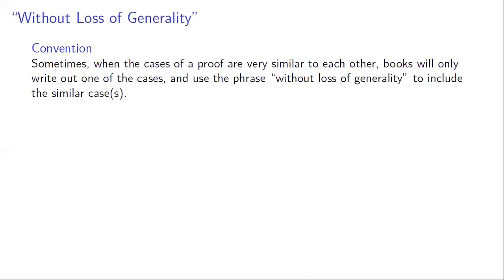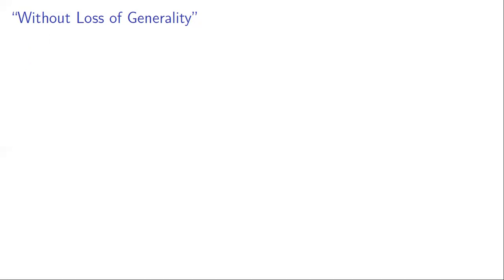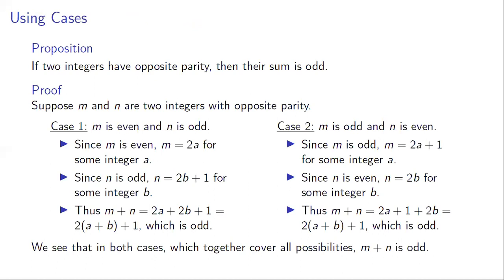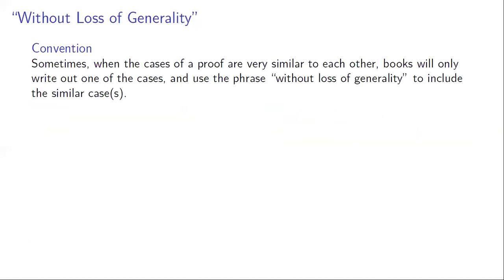So let me explain. There's a convention in math, which is, I think, a bad convention, but it is a convention. Sometimes when the cases of a proof are very similar to each other, as in here, some books will only write out one of the cases and use the phrase without loss of generality to include the similar cases.